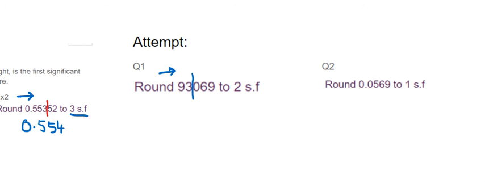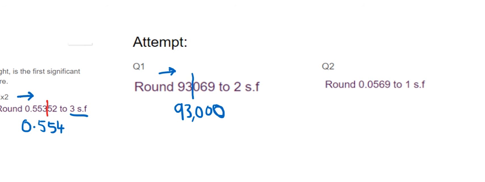In this case, the number after the line is a 0. So therefore the number in front of the line is going to stay the same. So it's just going to be 9, 3. And every number after the line then becomes a 0. So 0, 0, 0. So 93,000 is my answer there.